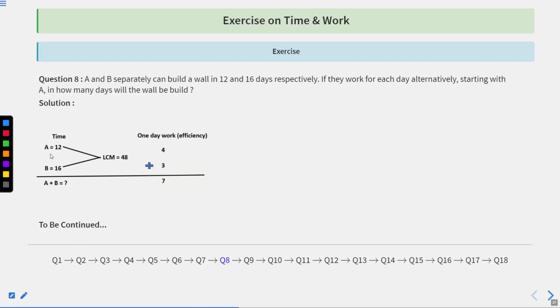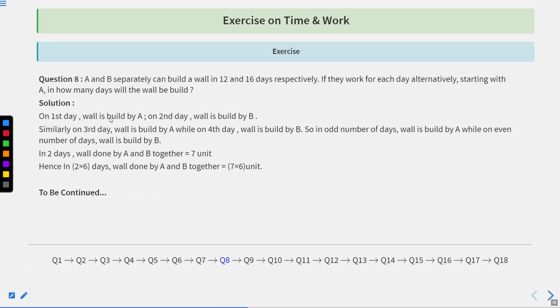So again, A takes 12 days, B takes 16 days. So the total work that needs to be done is 48 units. So the efficiency of A is 4, the efficiency of B is 3, and their combined efficiency is 7.